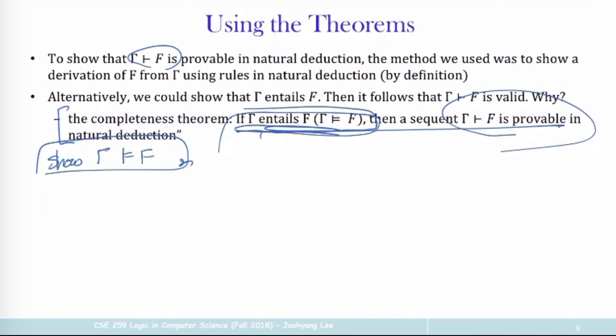Okay, are we clear here? So in order to prove that something is derivable, you can do two things. You can just show the proof directly, or you can prove the entailment, and then using the completeness theorem, derive the provability. Okay? Good.